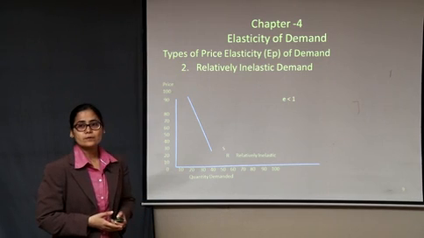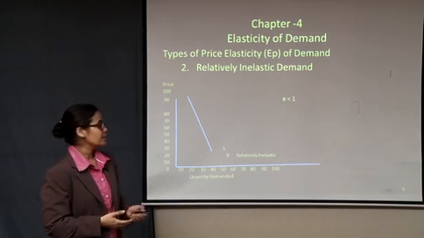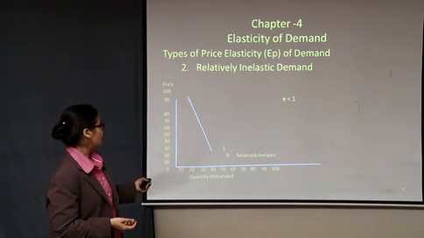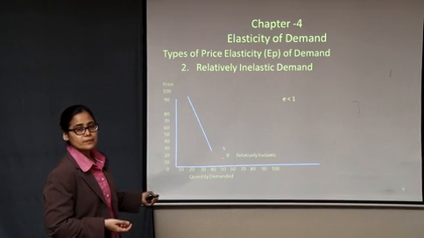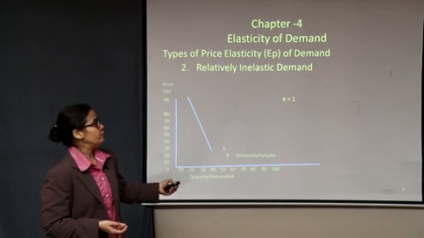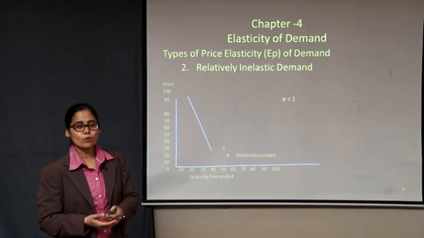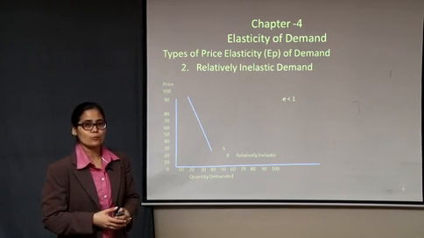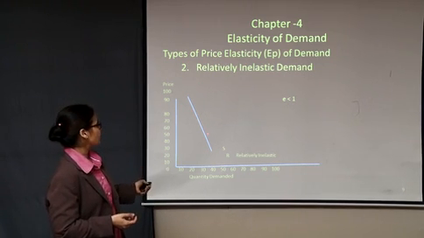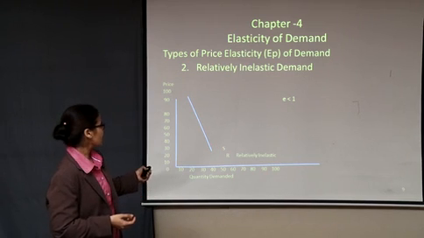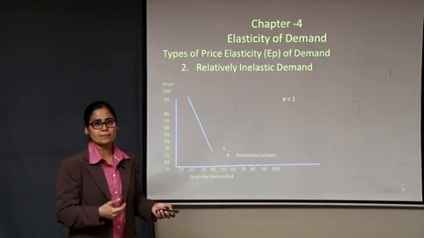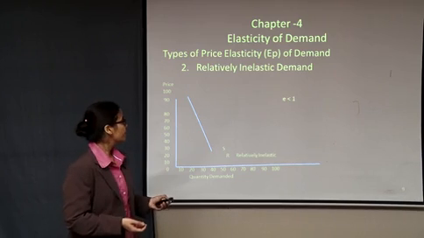The diagram for relatively inelastic, as you see in the slide, is very steep. Remember the word steep. So all the products which come under relatively inelastic demand, where the coefficient value is less than 1, will have a steep slope demand graph. So this is how relatively inelastic demand can be remembered.